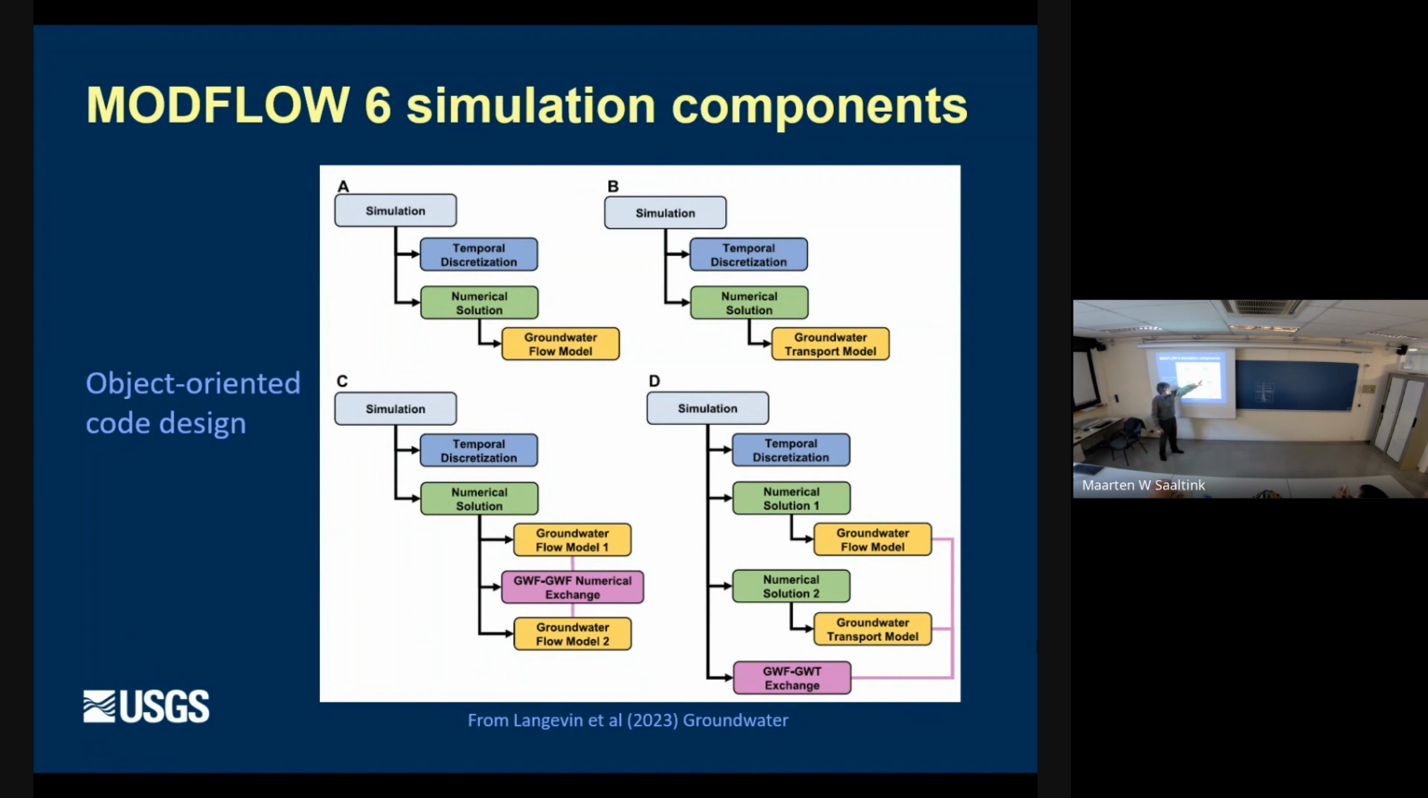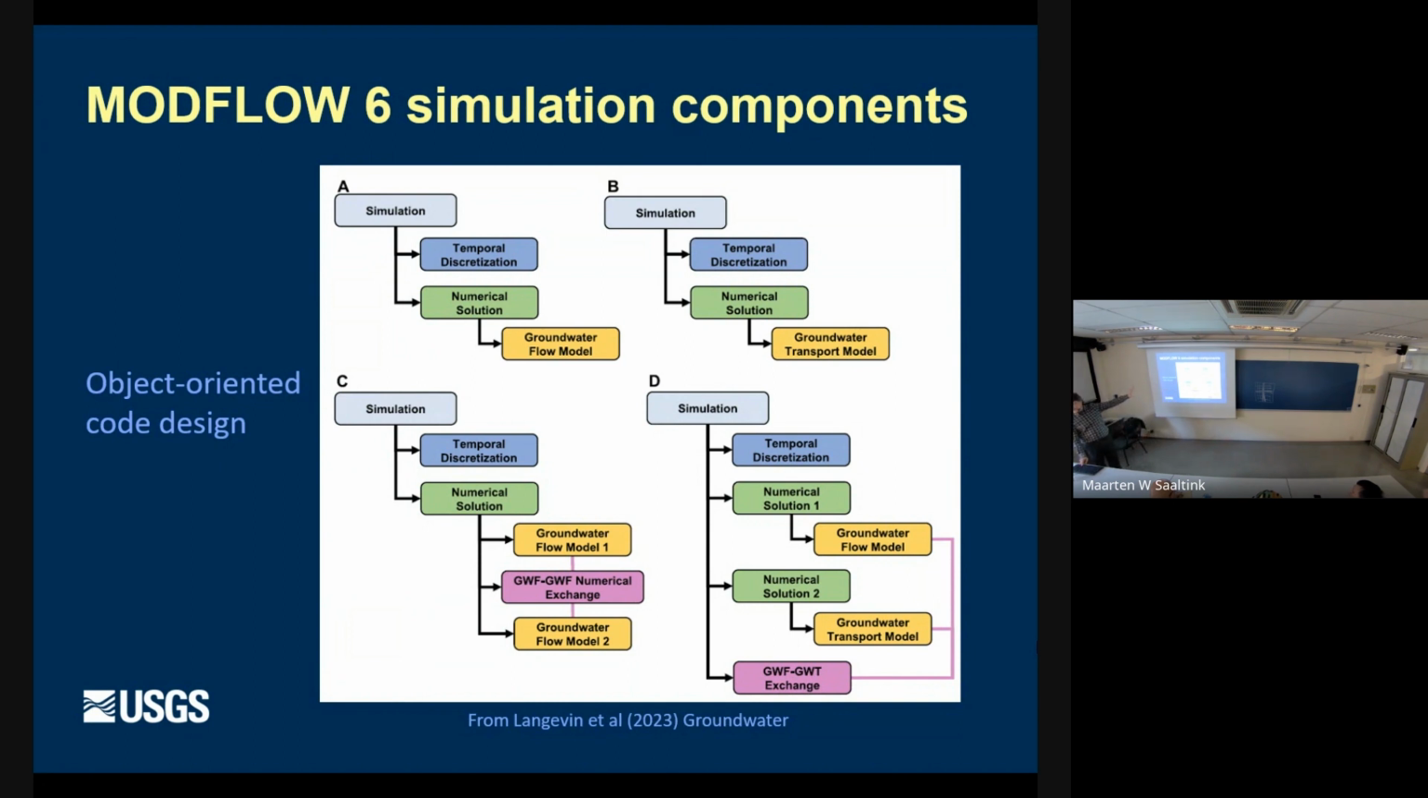So we have a simulation, a temporal discretization that applies to the entire simulation, all the models in the simulation. And then the models can be organized into solutions. So these are models that are kind of solved together in some sense. So in this case, there's only one model being solved in solution 1, another one that's solved in solution 2.